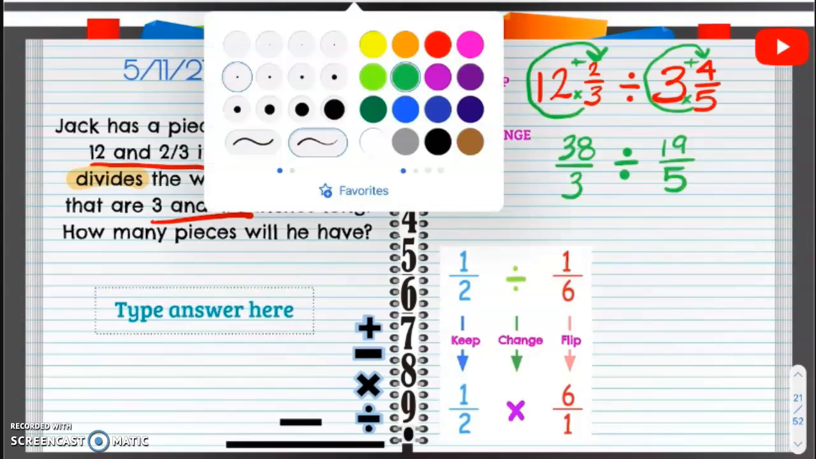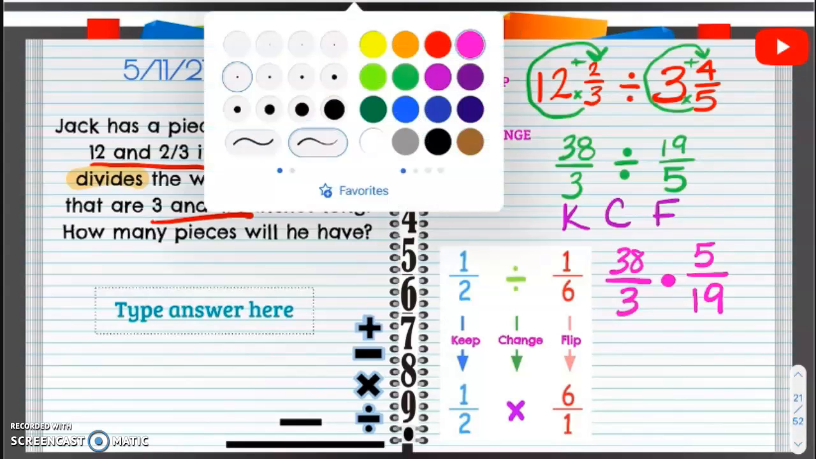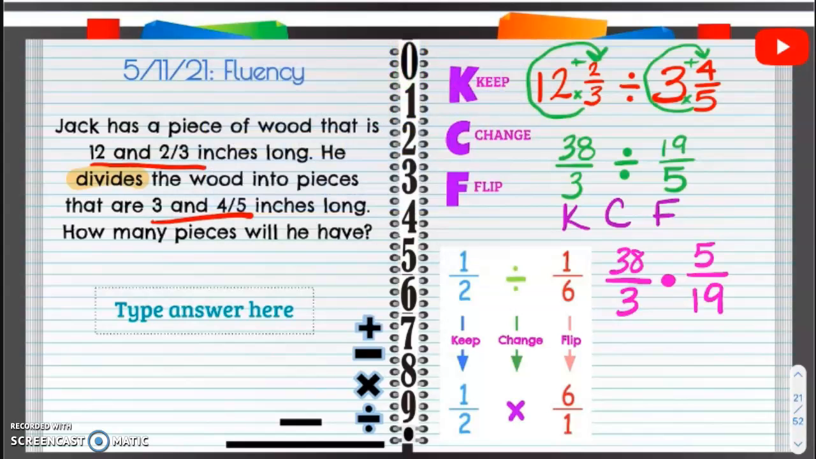Now, we're going to keep, change, flip. Kentucky Fried Chicken with a twist. Kentucky Chicken Fried. So we have 38/3, we're going to keep that fraction, times 5/19. What we can do is take a look diagonally and see if there's a number that we can simplify into them. So can 3 and 5, can a number go into those evenly without having any left over? No. What about 38 and 19?